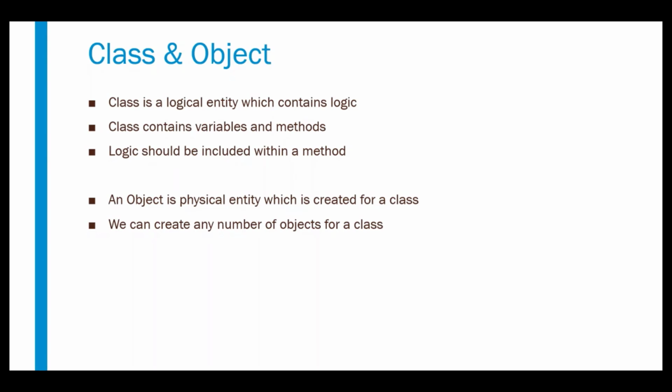An object is a physical entity which is created for a class. And we can create any number of objects for a class. In other words, we can say a class is a blueprint of an object.